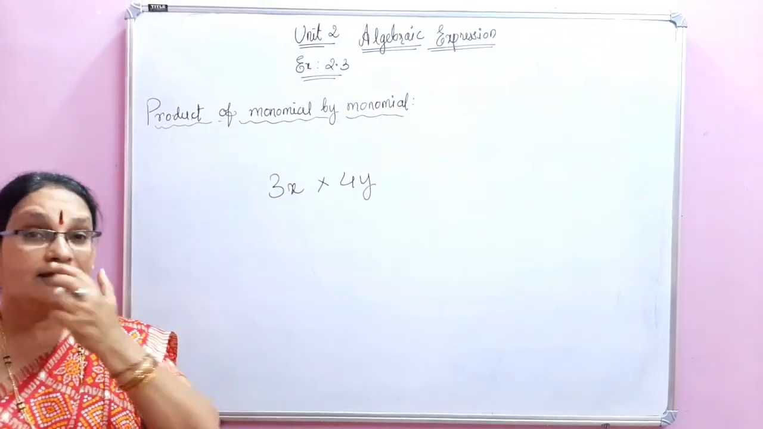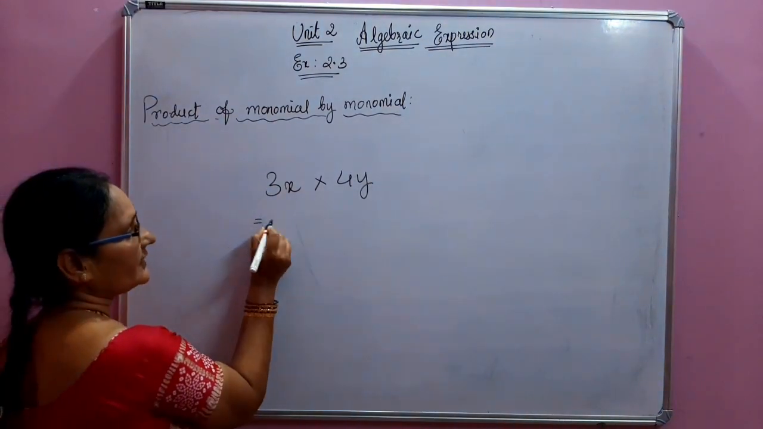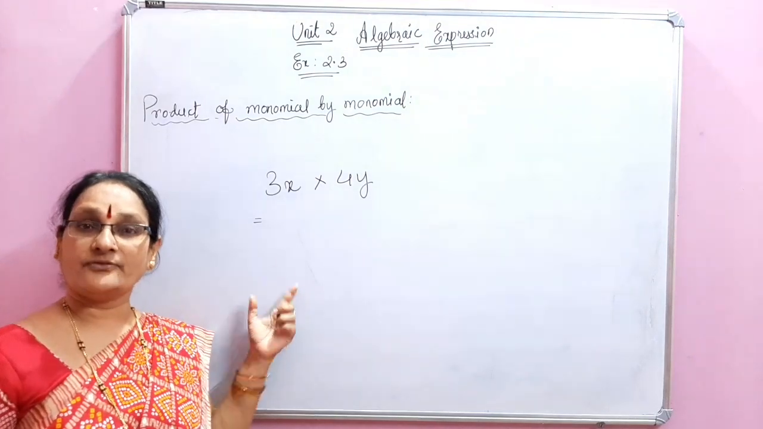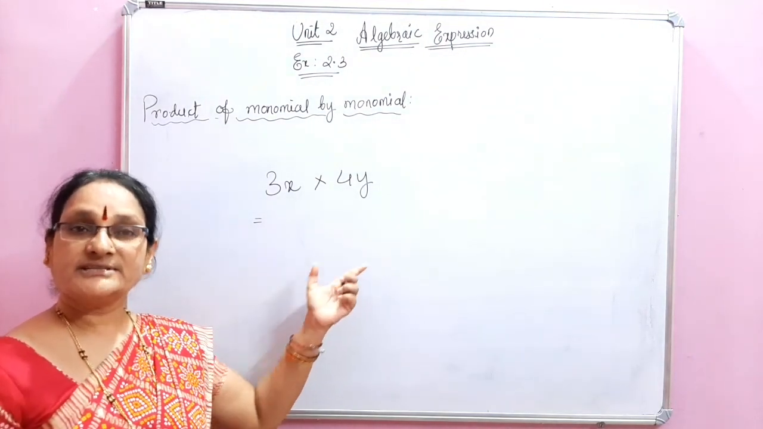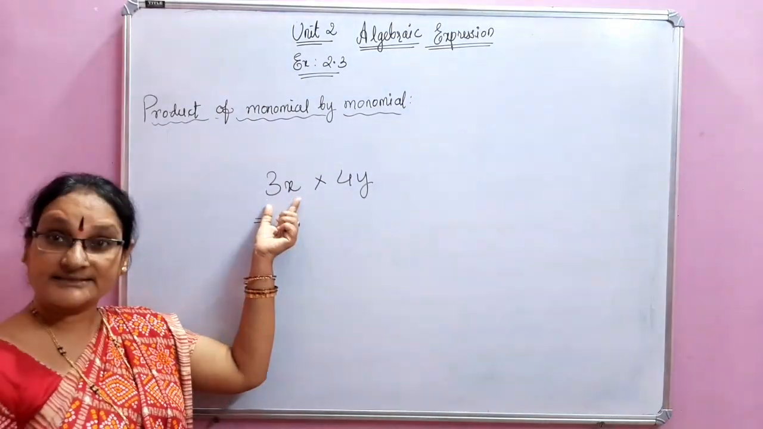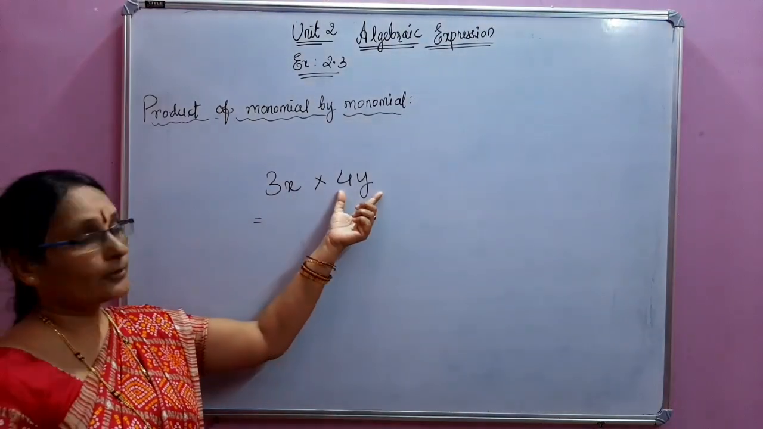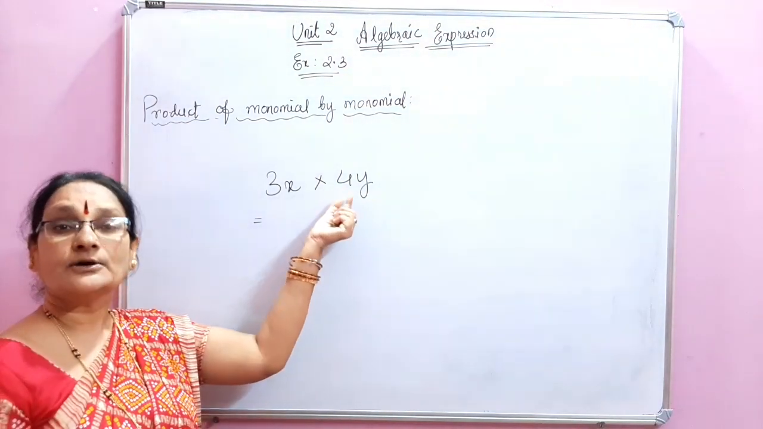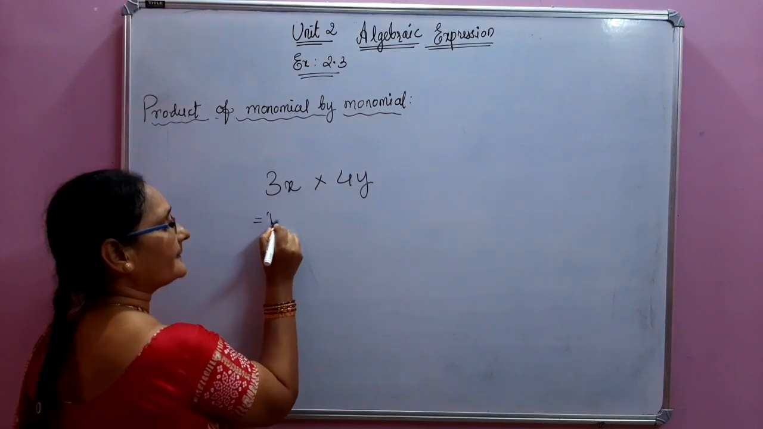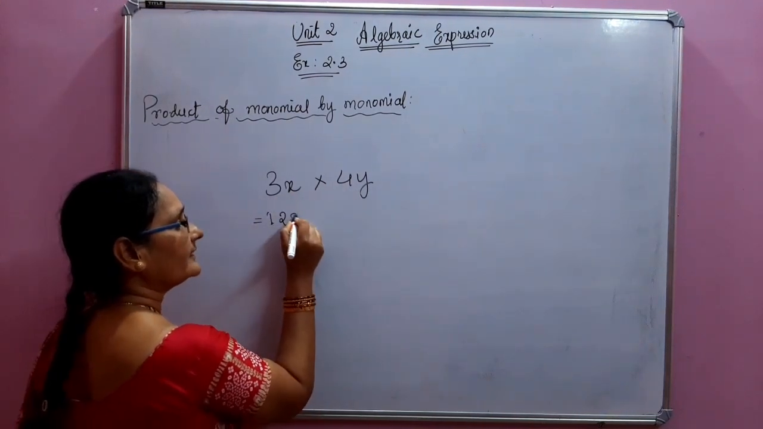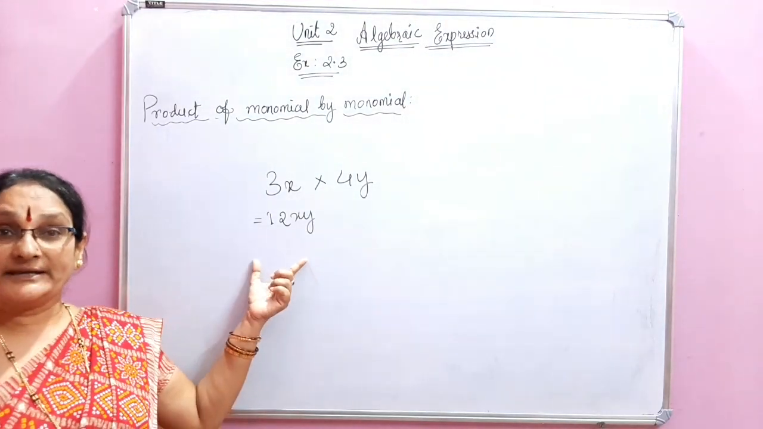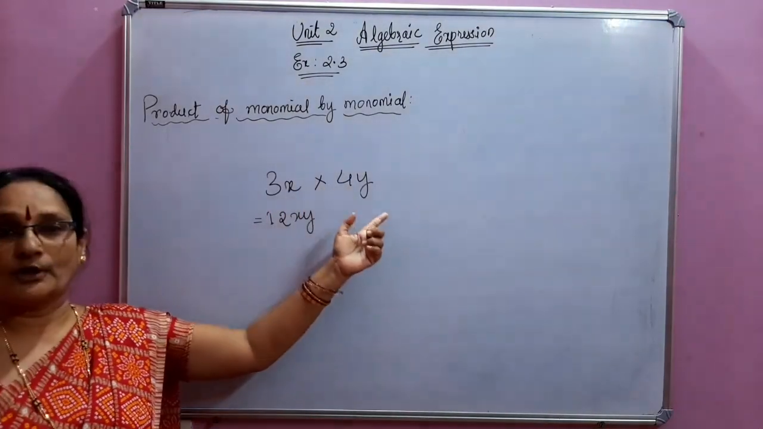See here children, very simple. First we have to multiply the numerical coefficients of both monomials. Which are the numerical coefficients here? The numerical coefficient in the 3x is 3. The numerical coefficient in the 4y is 4. Now let us multiply 3 into 4. 3 4s are 12. x into y, xy. Finish. This is what multiplication of monomial by monomial.